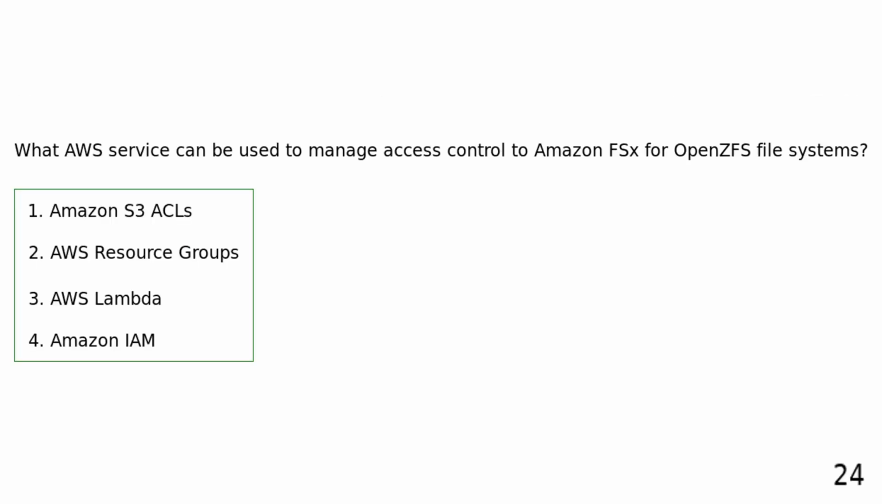What AWS service can be used to manage access control to Amazon FSx for OpenZFS file systems? Amazon S3 ACLs. AWS Resource Groups. AWS Lambda. Amazon IAM. Amazon IAM is used to manage access control to Amazon FSx for OpenZFS file systems, allowing you to define granular permissions for users and groups.